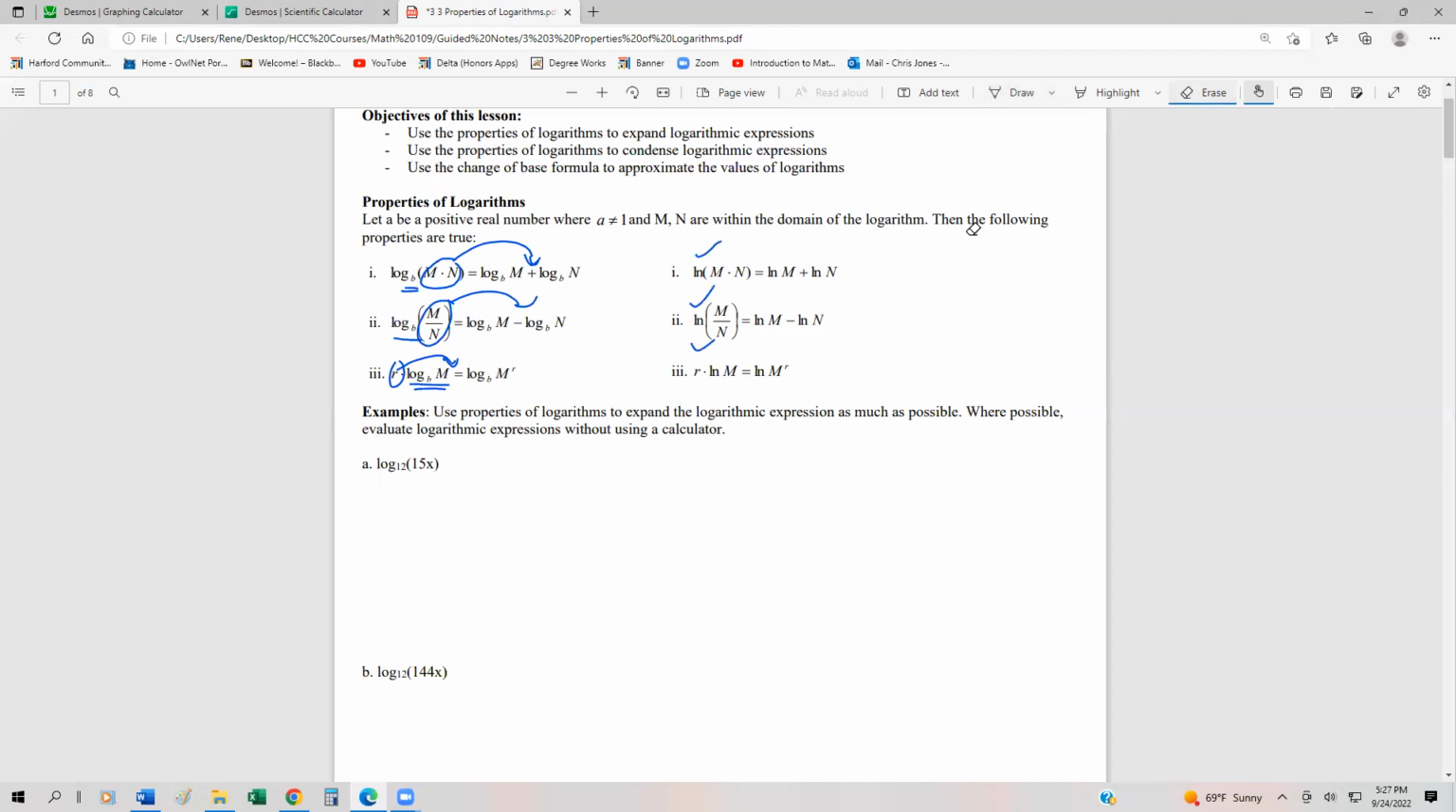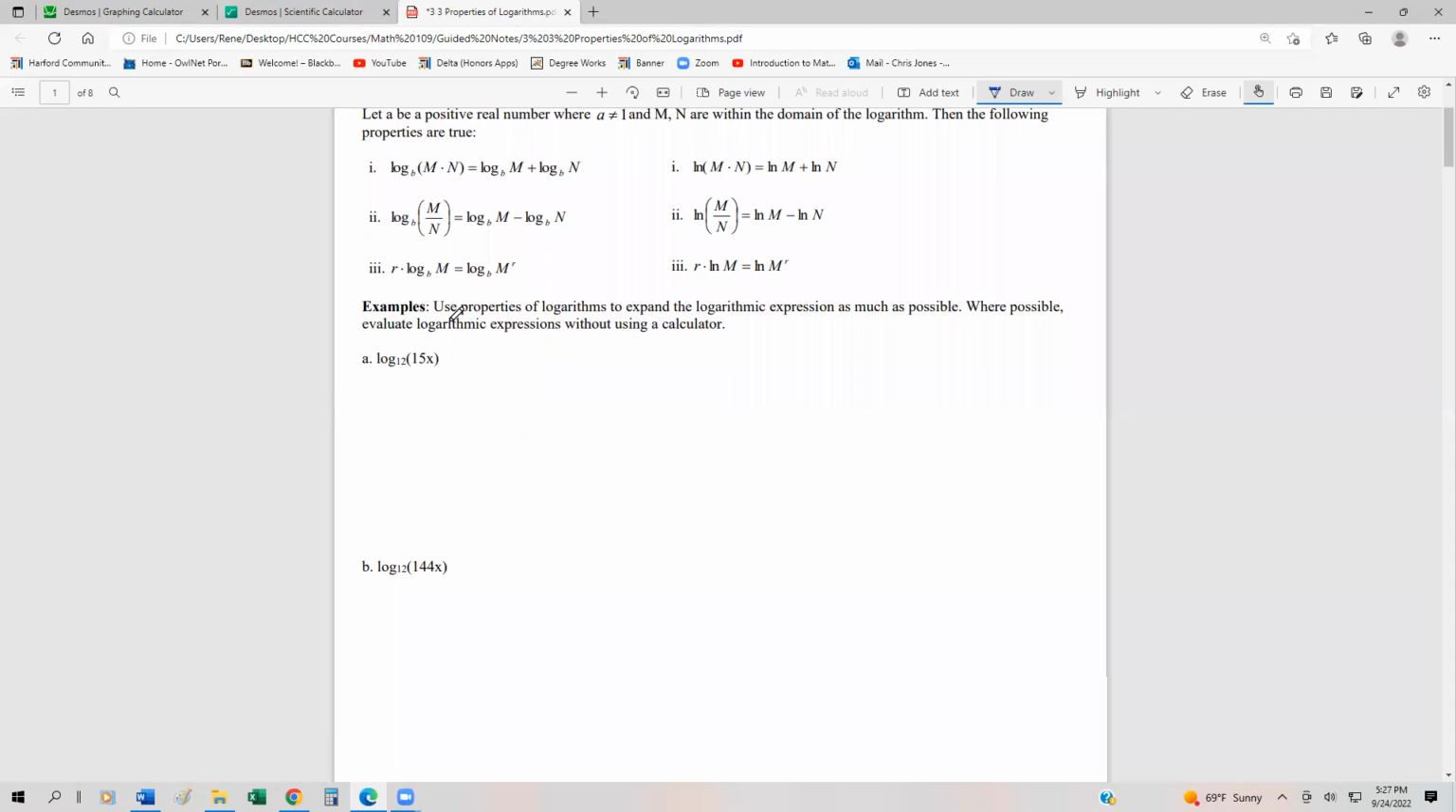For those of you that are going on to calculus or even higher, you're going to be seeing this very frequently. These rules come up quite frequently in Calculus 1, Calculus 2, and differential equations courses. These are a really good series of exercises for us to see how to manipulate logarithmic expressions. In these examples, we're going to use properties of logs to expand the logarithm as much as possible, and then evaluate expressions without a calculator and simplify.